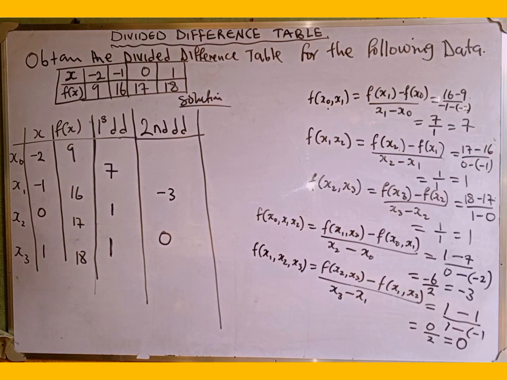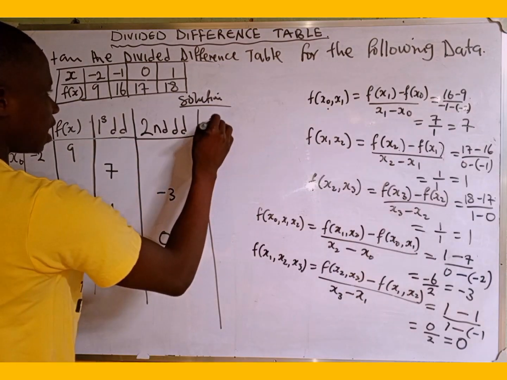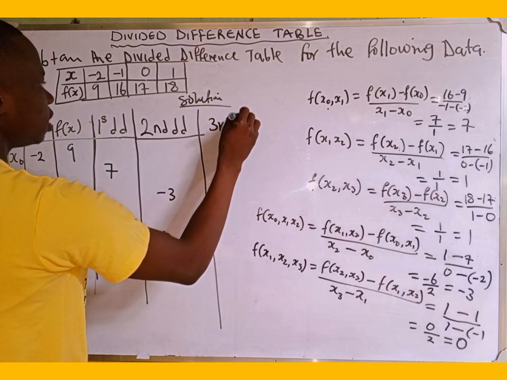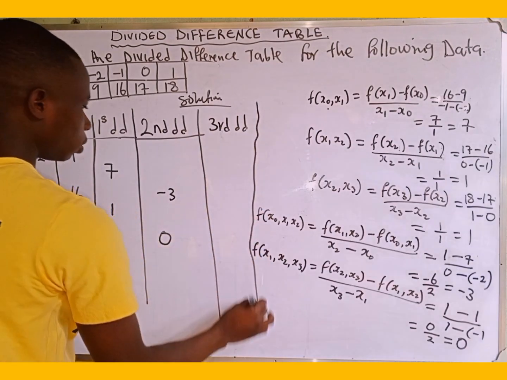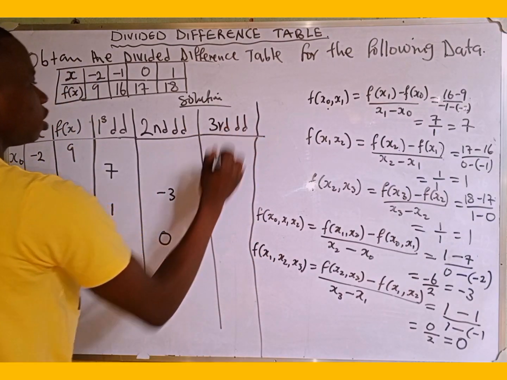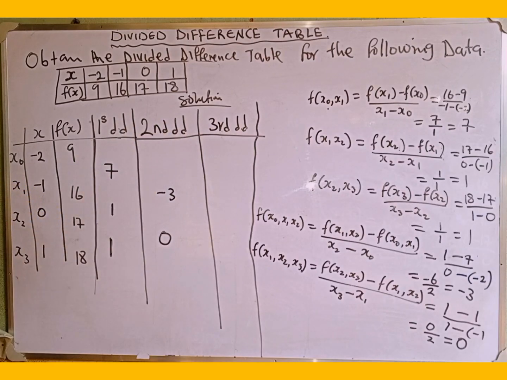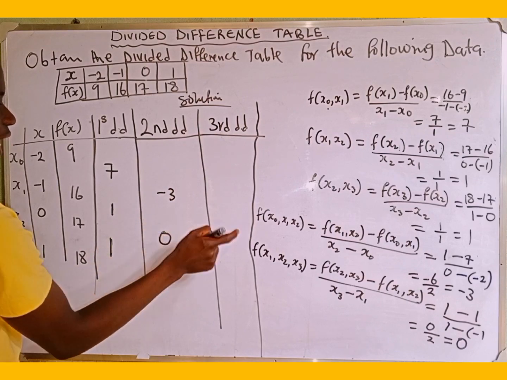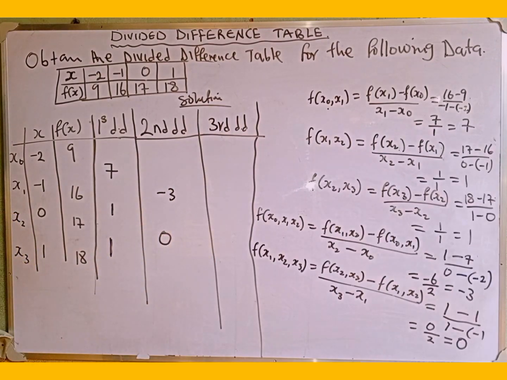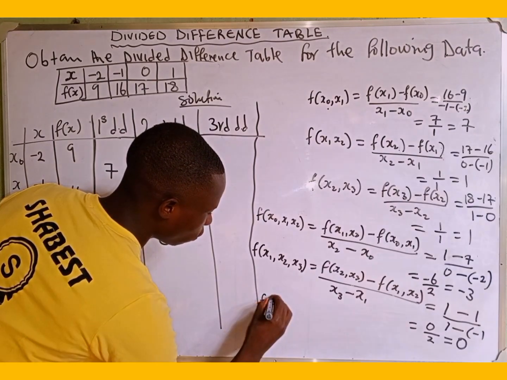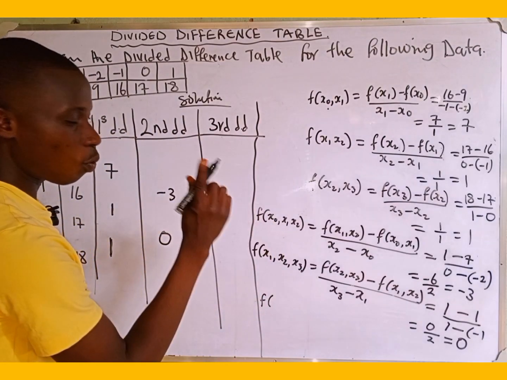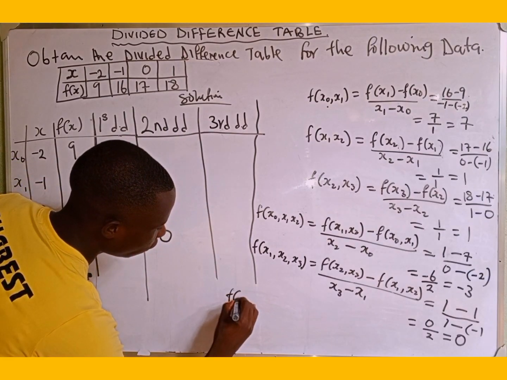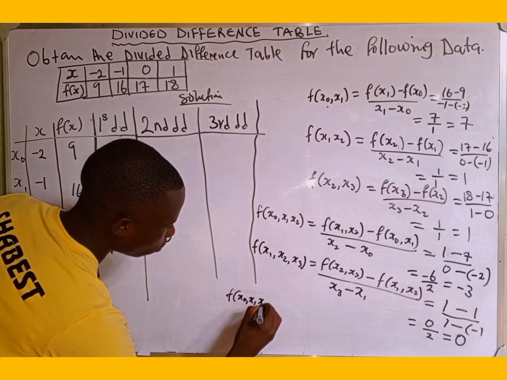So the next one we are going to get is the third divided difference, third DD. DD implies divided difference. Now, to get the third divided difference, which is going to be in the middle of minus 3 and 0, the formula used is, we are going to increase this by 1 again.